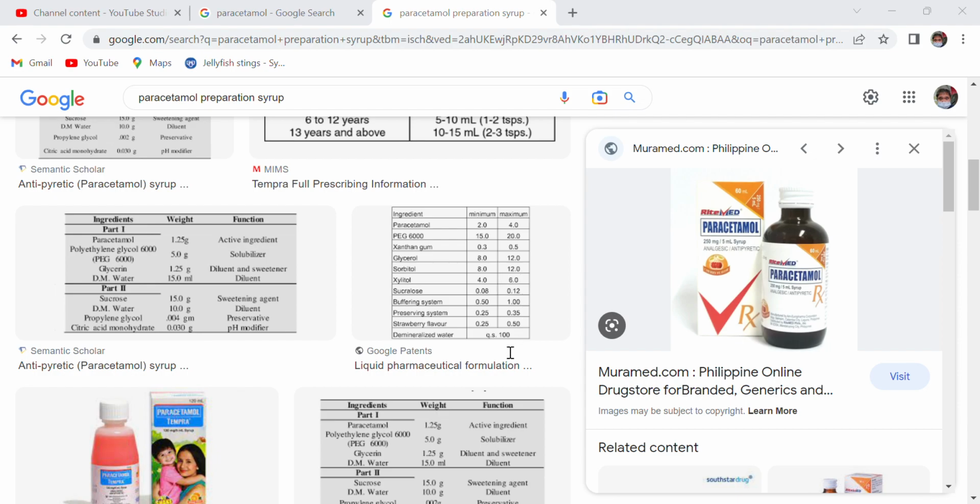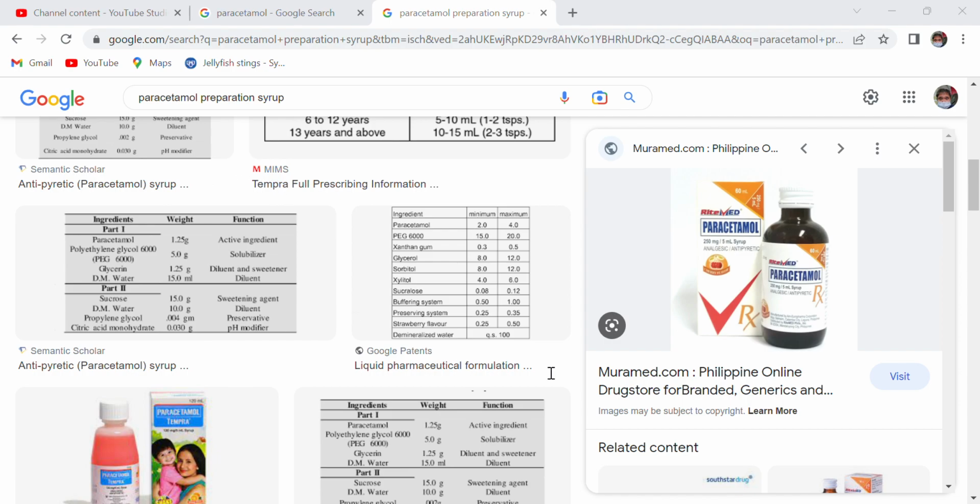So this is 1125 divided by 250, because the preparation of paracetamol is 250 milligram per 5 ml. So 1125 divided by 250 is equal to 4.5. So the dose now is 4.5. That is the high dose that you will give to your child with fever, 4.5 ml if the weight of your child is 15 kilograms.